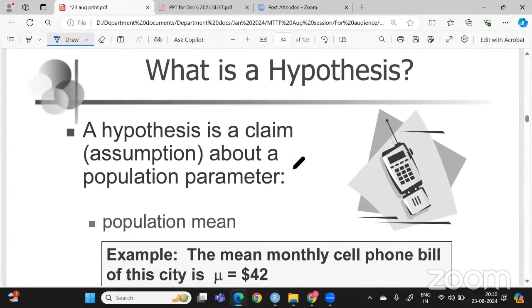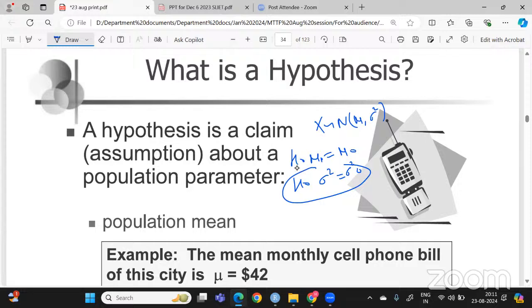So what is a hypothesis? As already defined to you, it is a claim or assumption from our side regarding the population parameter. So what are the population parameters? If we assume our population follows a normal distribution, it consists of two parameters, mu and sigma square, where mu represents the mean and sigma square represents the variance. So the statement can be only for mu, or it can be for the variance also. Clear? In both cases, we put population parameters in the statements.